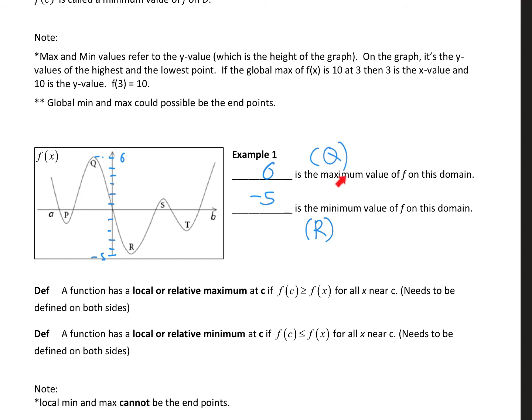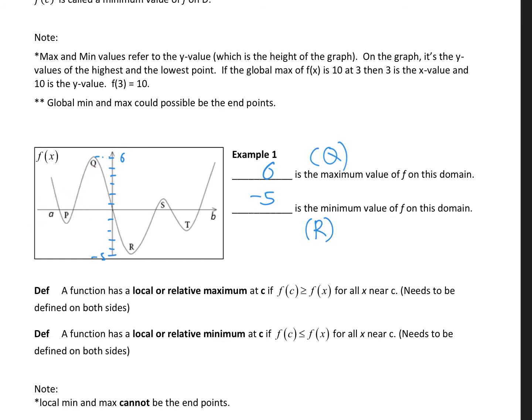But if they ask you to find the max or min, it is 6 and then -5. Later I'll talk about, how about P? Well, it's not the lowest because R is lower than P. But if you look at this, you can see P is the lowest around here, right? So we'll give a different name for those kinds of points.